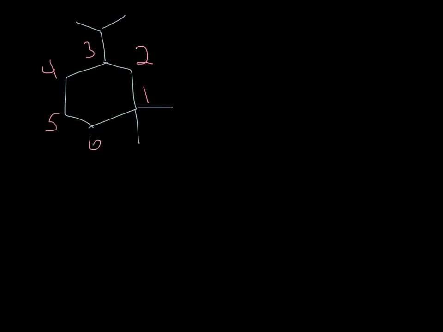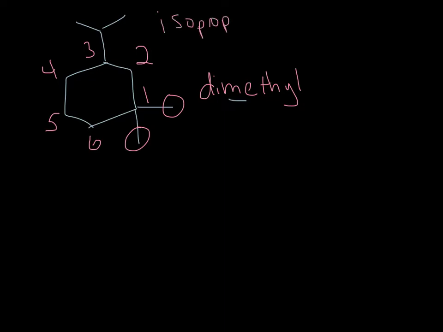So these 2 substituents here are both methyls, which means that I'm going to have dimethyl as part of my name. I'm going to alphabetize by the M, not by the D. Remember, we do not alphabetize by di, tri, tetra. And then I also am going to have an isopropyl group. So that isopropyl group comes first alphabetically because I is before M.